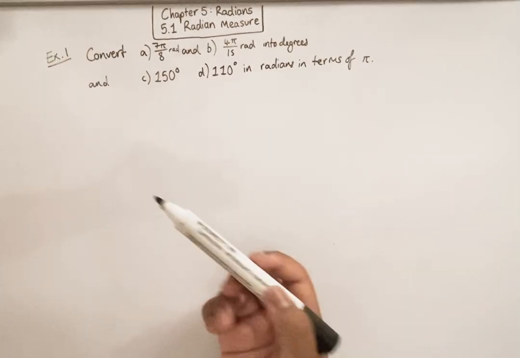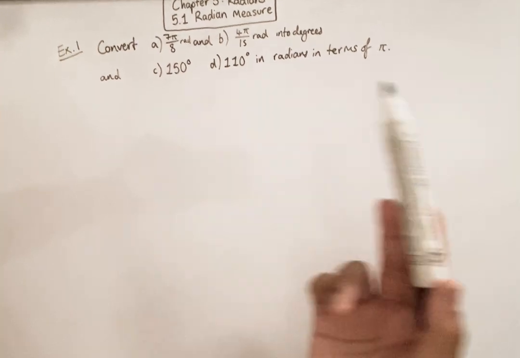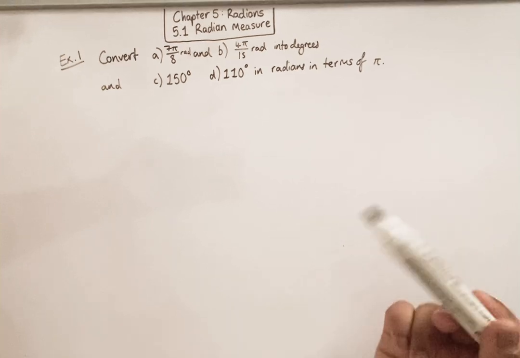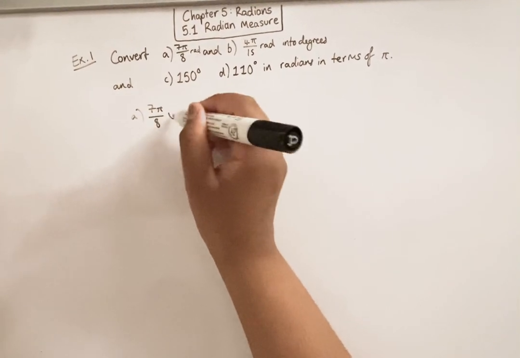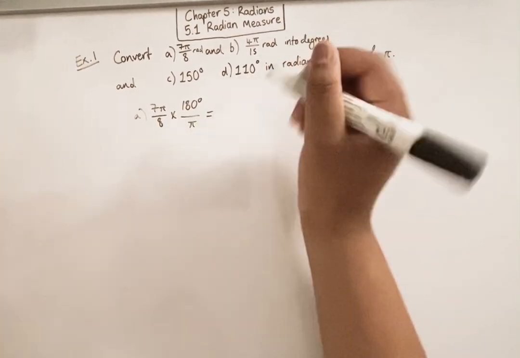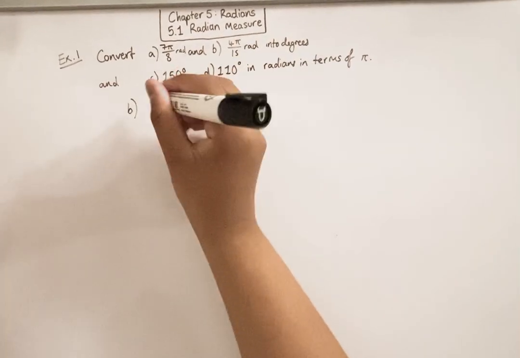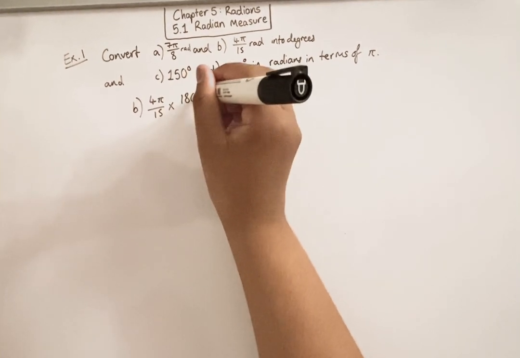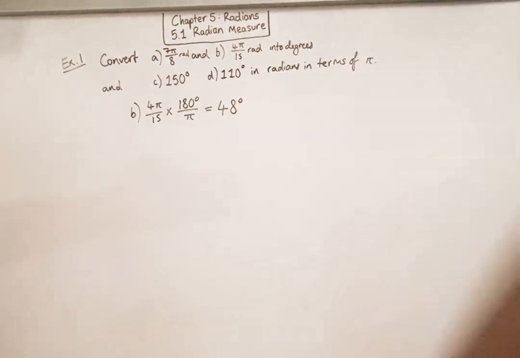Let's do an example. Let's convert 7 pi over 8 radians and 4 pi over 15 radians into degrees, and then 150 degrees and 110 degrees into radians in terms of pi. For part A, to convert radians to degrees, we just multiply by 180 degrees over pi. And so this will be 157.5 degrees. For B, we do the same thing. 4 pi over 15 times 180 degrees over pi is 48 degrees.